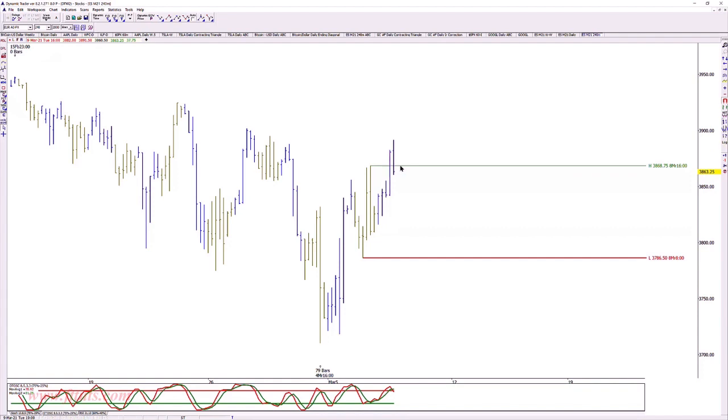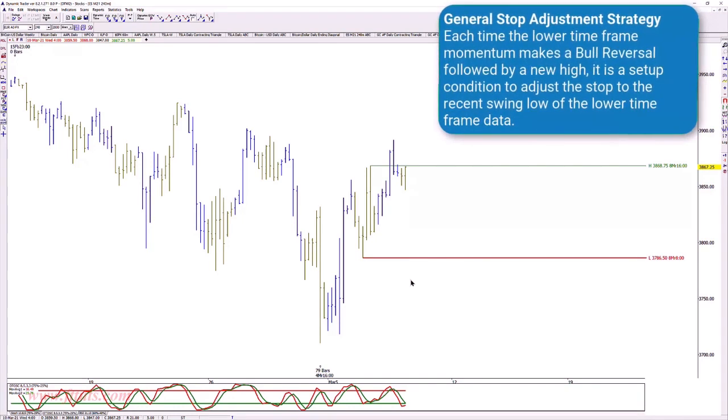There we are, made the new high. It was the follow-through to the daily momentum bull reversal and then the next 240-minute momentum bull reversal. Took out a new high, stops at the prior low. Let's add some more data. And each time the 240-minute momentum makes a bull reversal, that will place the market potentially in a position at least to consider a strategy to adjust the stop. And again, this is just based on dual time frame momentum. We're not considering the price or pattern position, that sort of thing.